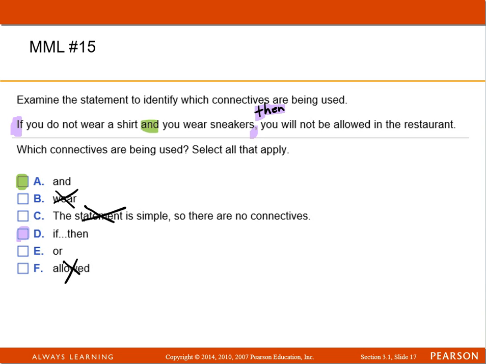And do I see an or in there? If you do not wear a shirt and you wear sneakers, then you will not be allowed in the restaurant. I don't see an or in there at all. So A and D is all I would click on for that one.